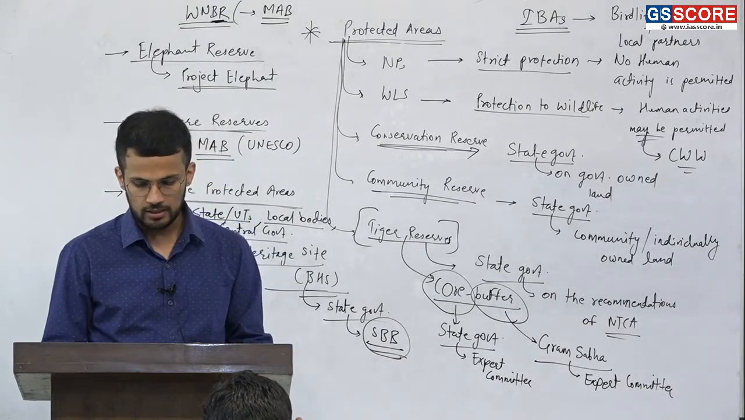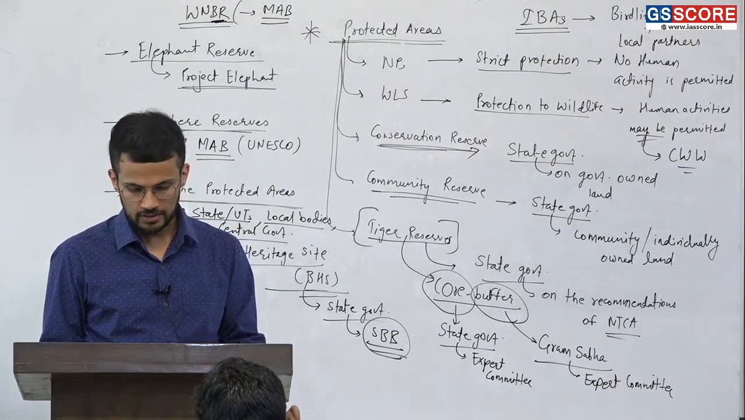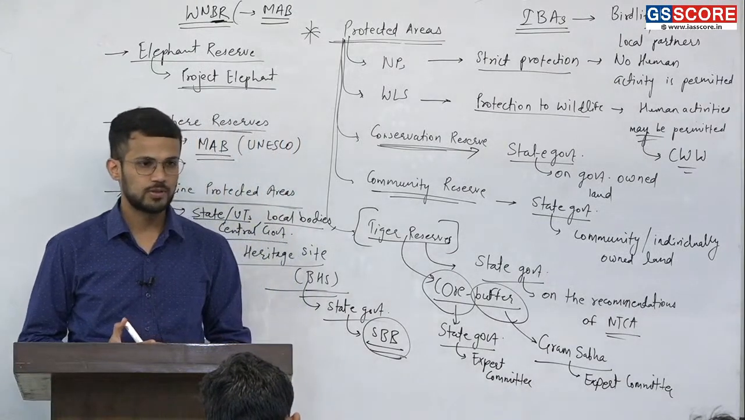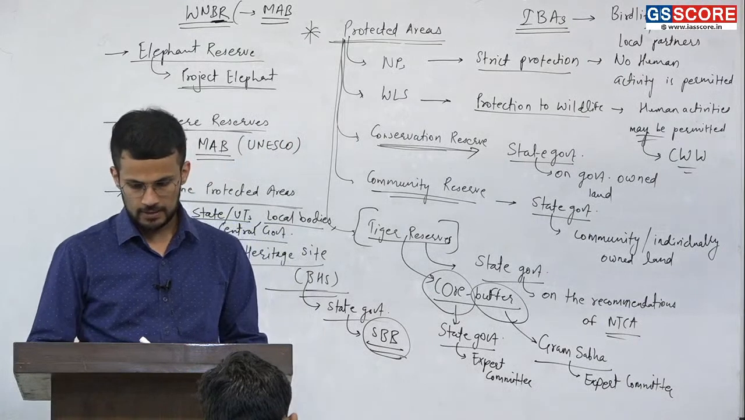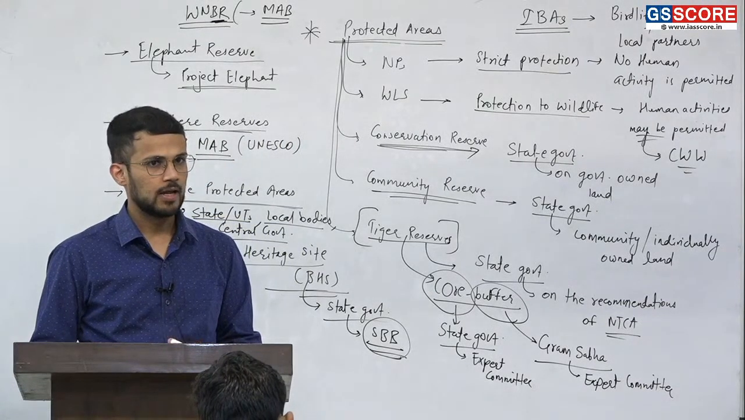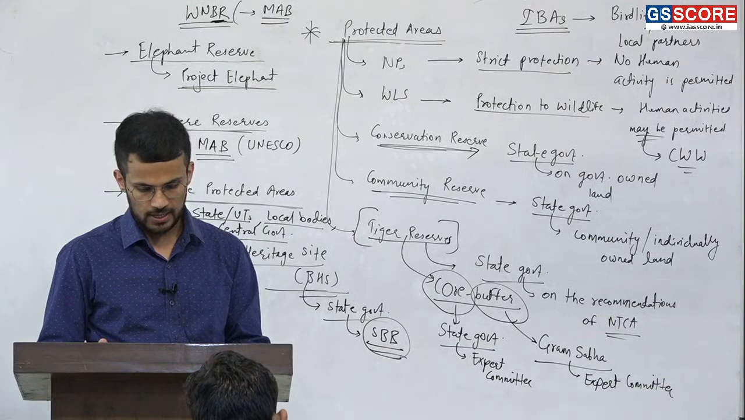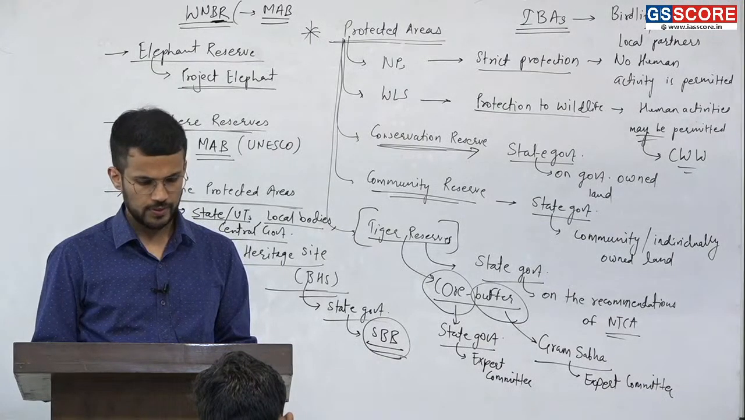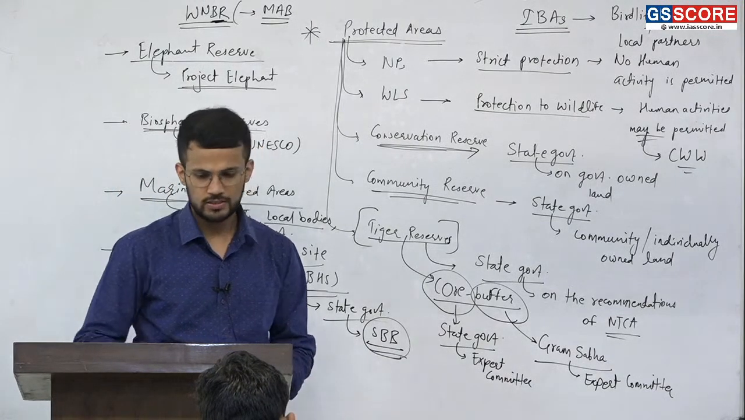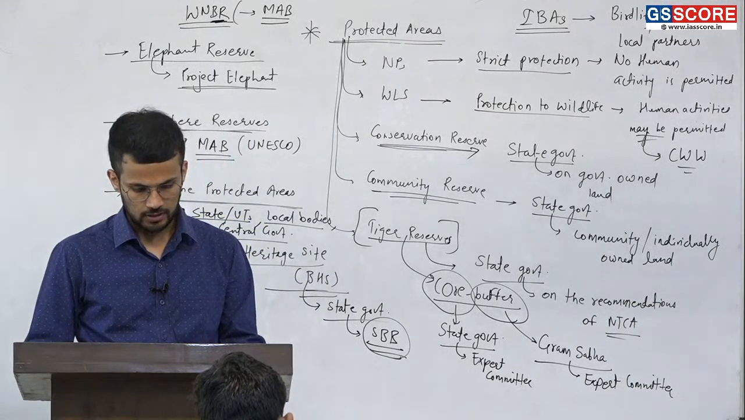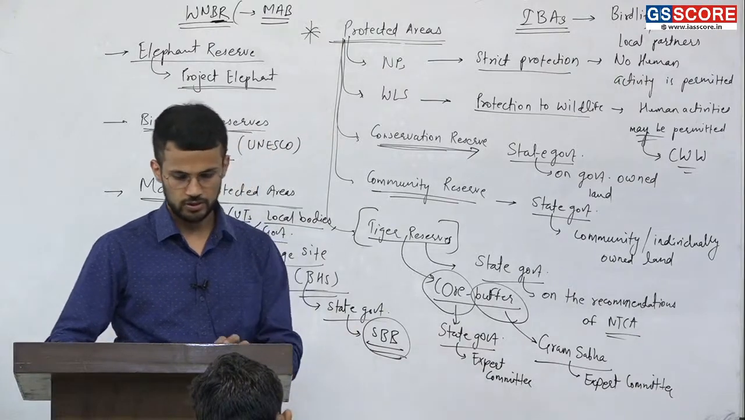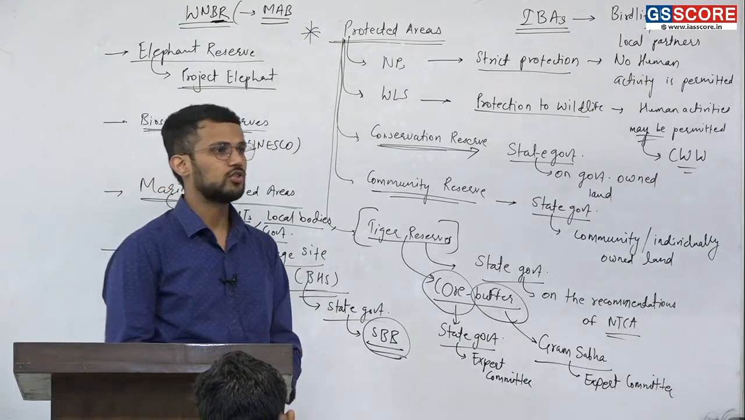Apart from tigers, there are leopards. Write down these things: tigers, leopards, nilgai, sambar, and cheetal. Fine. So that is about Sariska Tiger Reserve. It was created as a tiger reserve in 1978. Not very important.